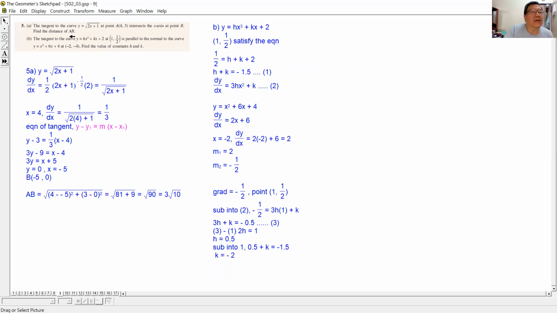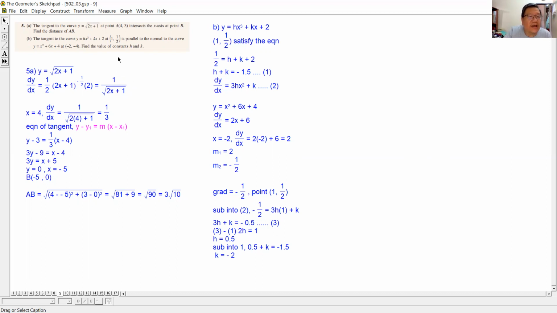So I want to find the equation of tangent first, because if you cannot find the equation of tangent, you cannot find where it intersects the x-axis. So I differentiate this, bring down the half and become less by 1, become negative half, differentiate inside the square root, I get 2. Then simplify, the 2 cut away, and negative I bring to the bottom. So this is the dy/dx.